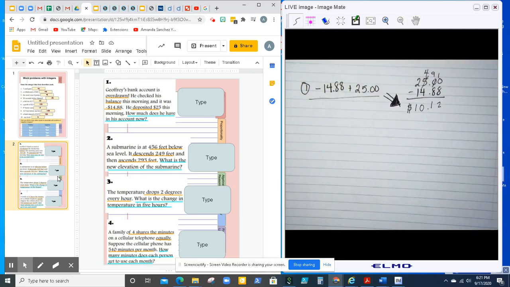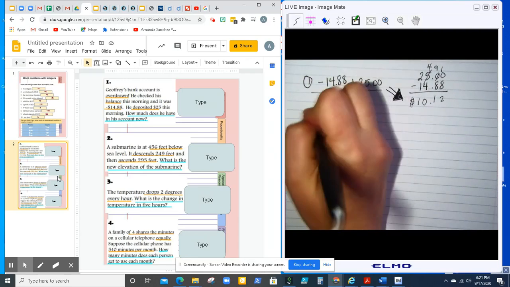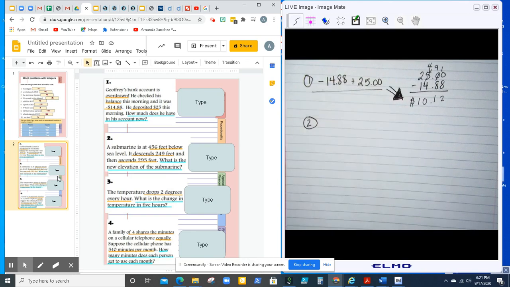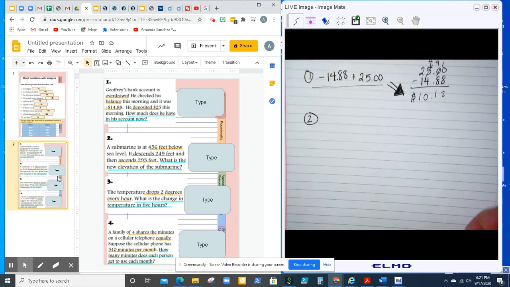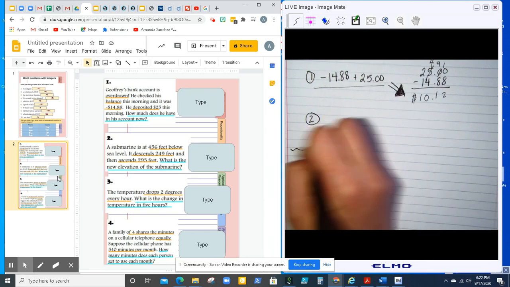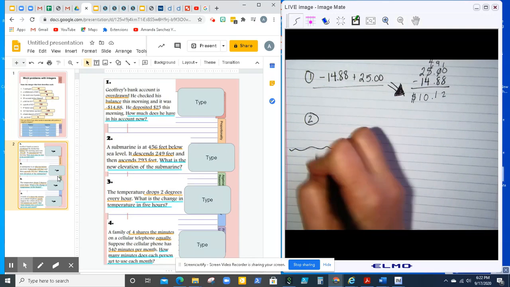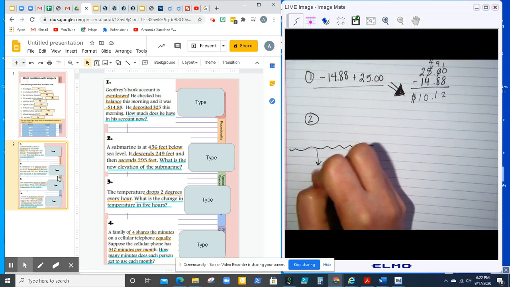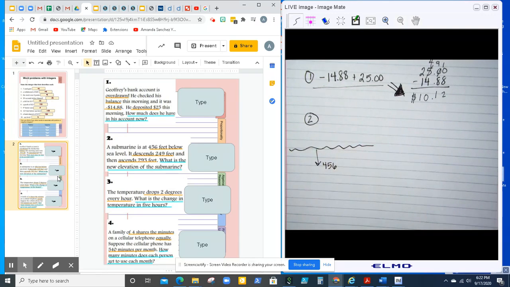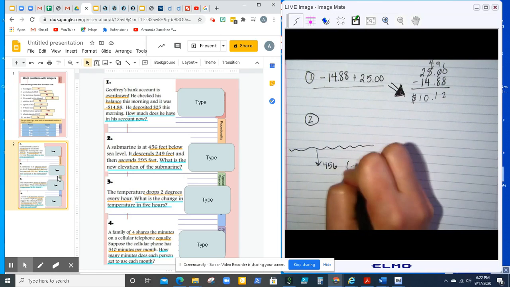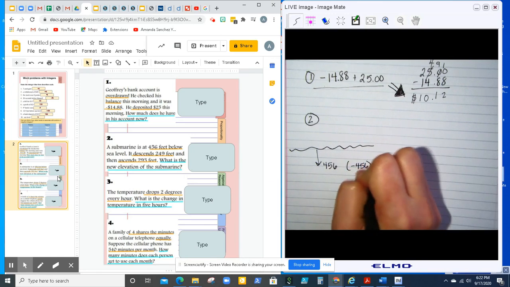Okay. All right, now number two. Number two has integers. A submarine is at 456 feet below sea level. So I'm going to draw a picture too. I'm going to say this is my 456 below sea level. This is a negative 456.